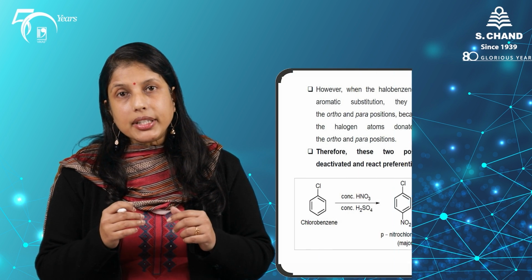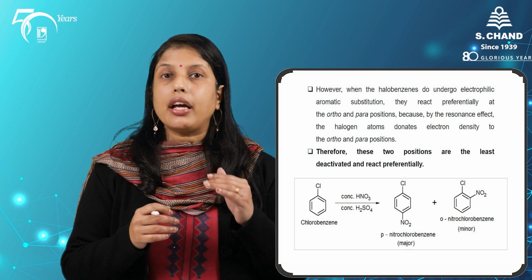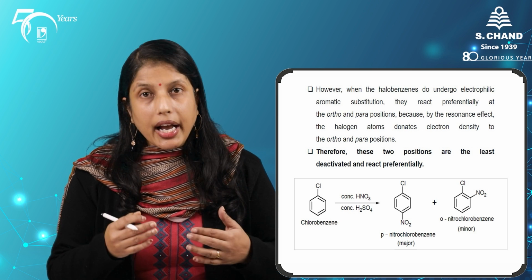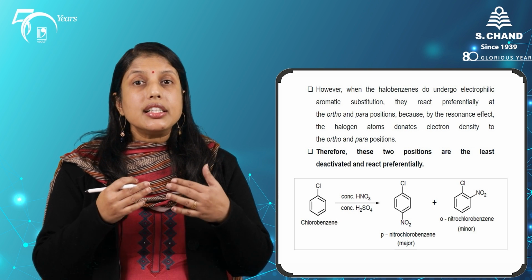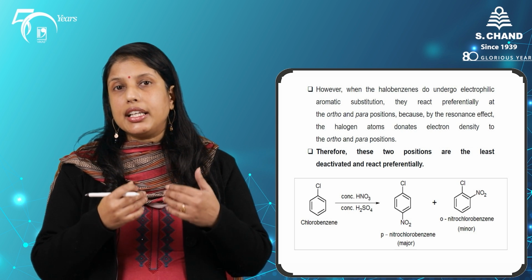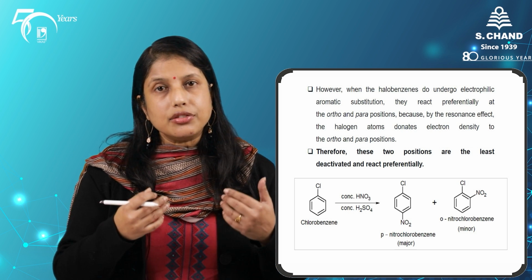So, chlorobenzene is going to be less reactive than benzene towards electrophilic substitution. However, when halobenzenes do undergo electrophilic substitution reactions, they react predominantly at the ortho and para positions. That is, they are ortho-para directors. Why? That is due to the resonance effect. That is, it is due to the presence of the non-bonding electrons present in the halogen atom.